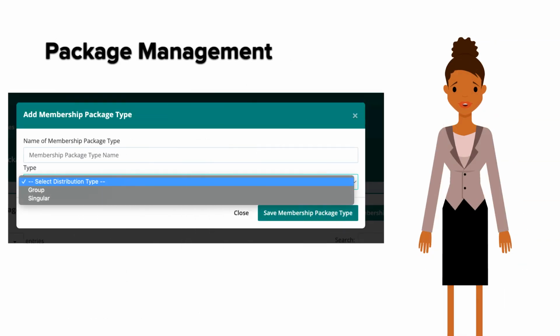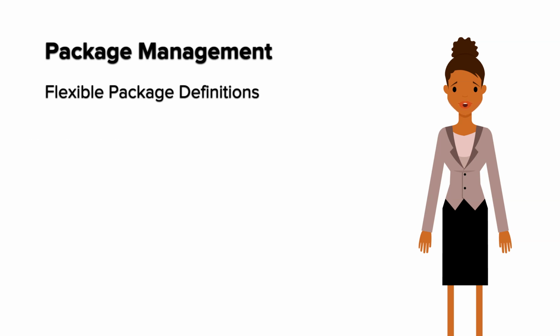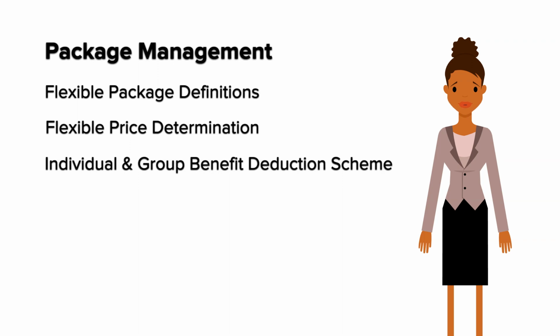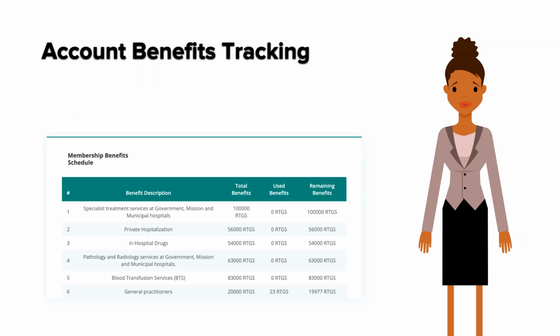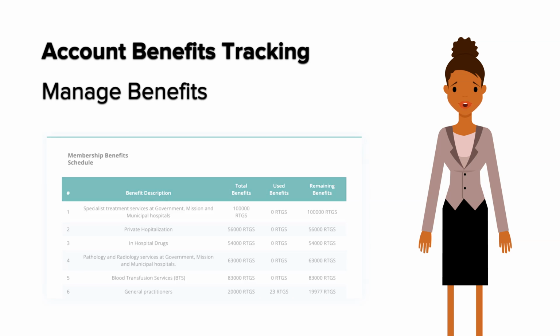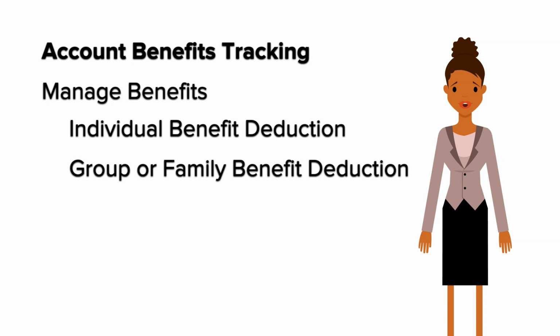The package management module allows medical aid societies to manage their membership packages generically. This allows the definition of different prices for different ages and relationships, as well as how the package should handle benefits deductions. Account benefits tracking uses the package management module to track how a member and their beneficiary, if any, use their benefits throughout the membership lifecycle. Through package management, it can manage cases where benefits are deducted per individual or group account basis.